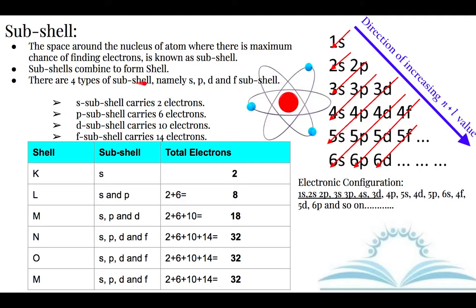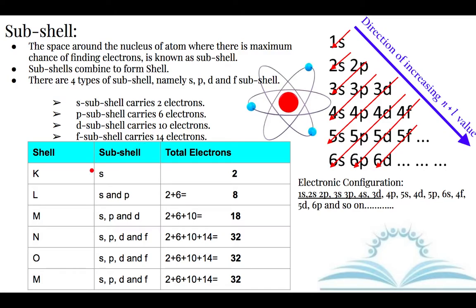There are four types of subshells or orbitals, namely s, p, d, and f subshell. The s subshell can carry 2 electrons, p subshell can carry 6 electrons, d subshell can carry 10 electrons, and f subshell can carry 14 electrons. That means if you go on adding 4 each time, you get the number of electrons. For example, 2 plus 4 is 6, 6 plus 4 is 10, 10 plus 4 is 14. In this way, we can guess the number of electrons carried by the respective subshell.